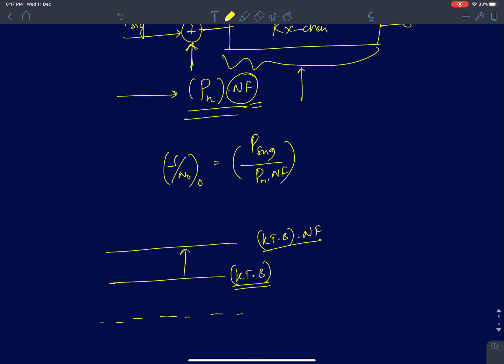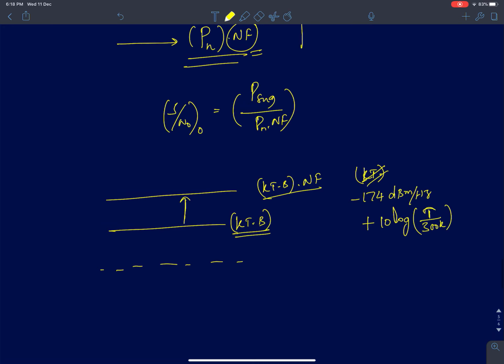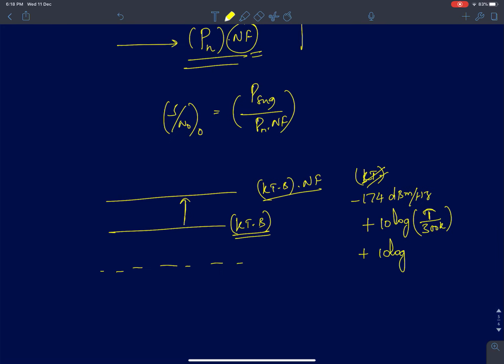So if I want to express all this in dB, I'm going to write 10 log of kT. So kT is watt per hertz. I already told you, if you take 10 log of kT, you're going to get minus 174 dBm per hertz at 300 Kelvin. So this value is at 300 Kelvin. Plus, I'm going to write this result, which also includes temperature in the equation, plus 10 log of T by 300 Kelvin, plus 10 log of B, the bandwidth, plus the noise figure in dB. So noise figure we normally take 10 log. So this will be noise figure in decibels. So this is the total noise that you are adding to the signal.